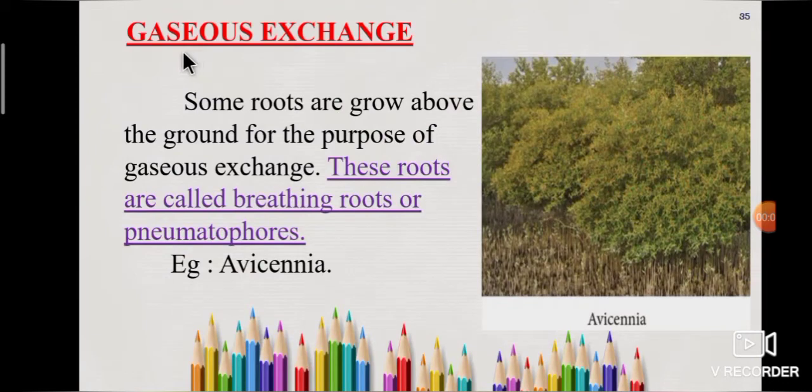Now we will learn about gaseous exchange. Some roots grow above the ground for the purpose of gaseous exchange. These roots are called breathing roots or pneumatophores. Example, Avicennia.